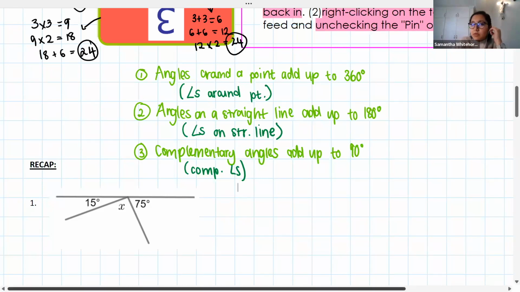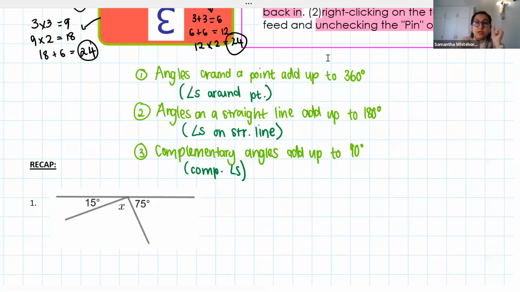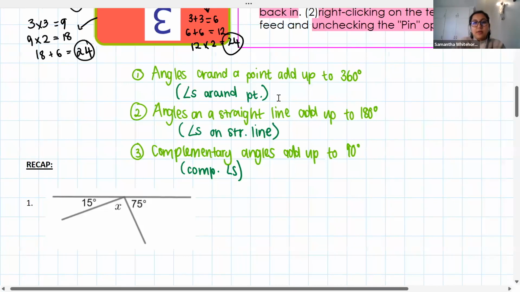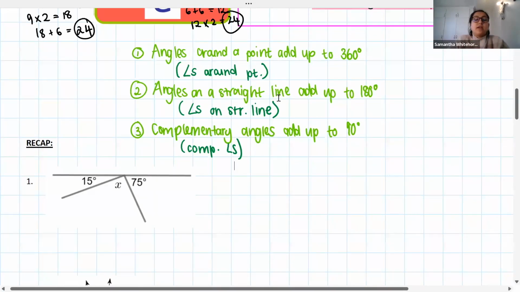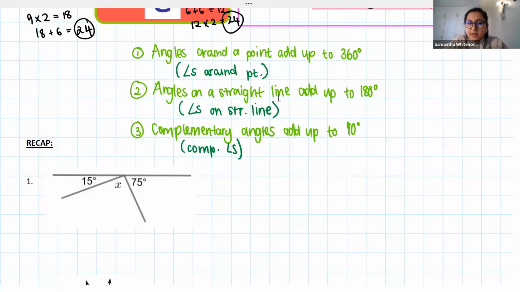And so in this little recap that we're going to do, we're going to hopefully apply one or more of these reasons in order to answer the questions. So let's have a look at our examples. If we look at this very first example, we have got an angle of 15 degrees, an angle of X, and an angle of 75. Now, guys, the trick with geometry is that you need to start looking out for certain shapes and certain pictures within the diagram.